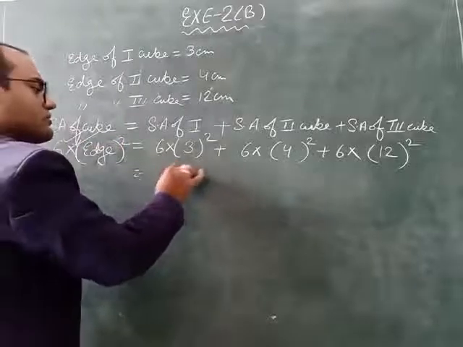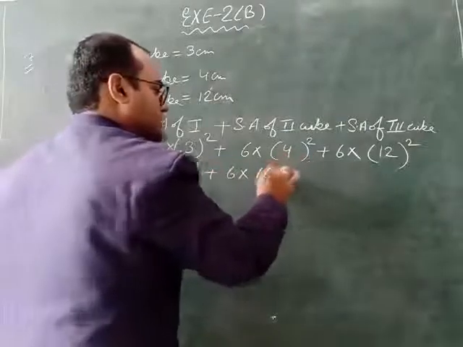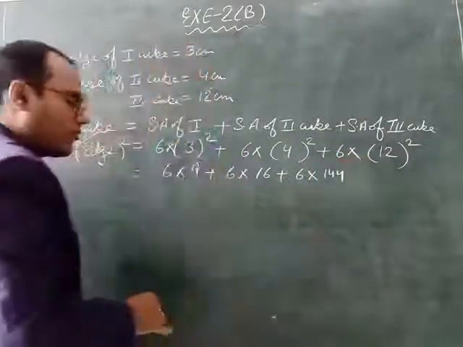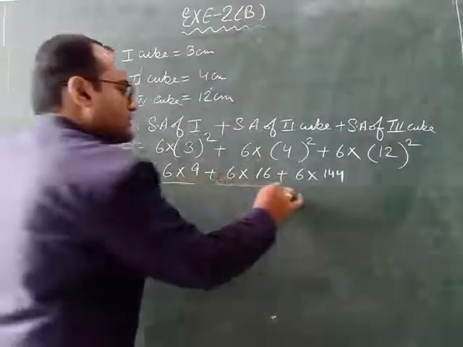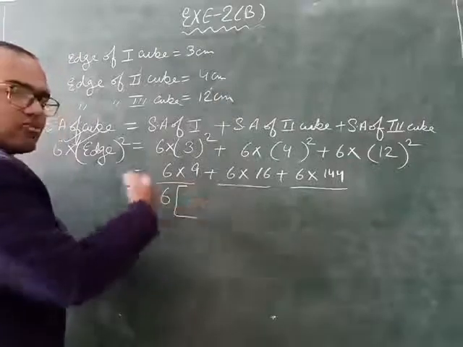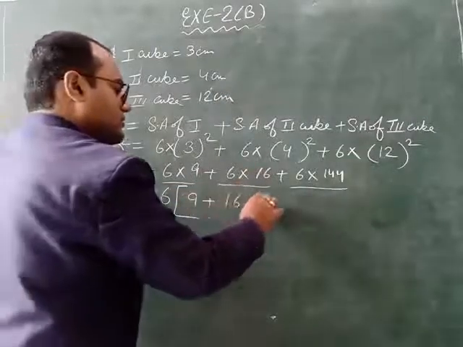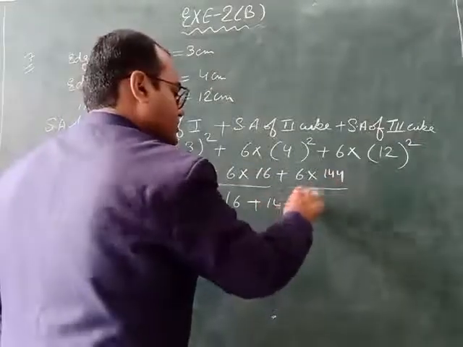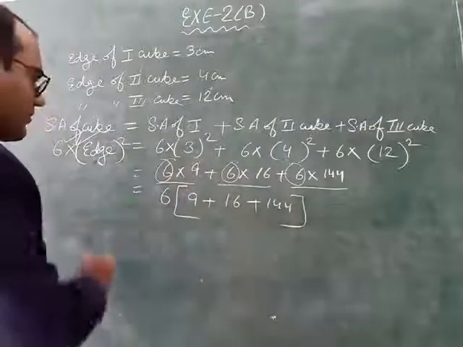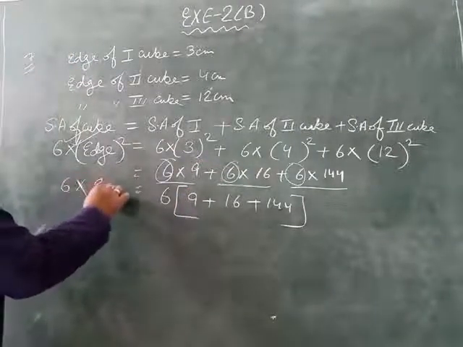Now 6 multiply 3 square, 9. 6 multiply 4 square, 16. 6 multiply 12 square will be 144. Now from all these 3 we can take 6 common. 6 we will take outside the bracket. 9 plus 16 plus 144. These 3 have 6 common, which we have taken outside the bracket, and here on the left hand side what is given? 6 into edge square.